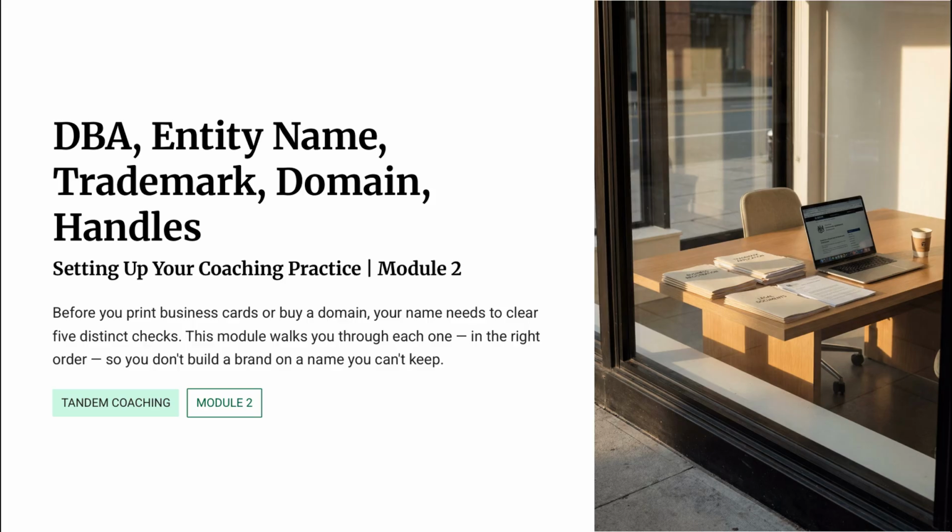5 separate registries and databases each cover a different layer of conflict: federal trademark, state entity registration, domain ownership, social platform handles, and informal use that hasn't been registered anywhere. Each one of the 5 matters, each one can block you, and the cost of finding a problem after you've invested in the name escalates fast, from free at the search stage to thousands of dollars at the post-launch rebrand stage.